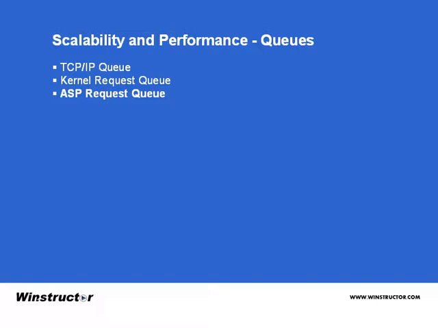Now, an ASP Request Queue by default will hold 3,000 events. If this is full and a new request comes in, the request will be dropped and IIS will send an error 500 to the client, indicating that the server is too busy.